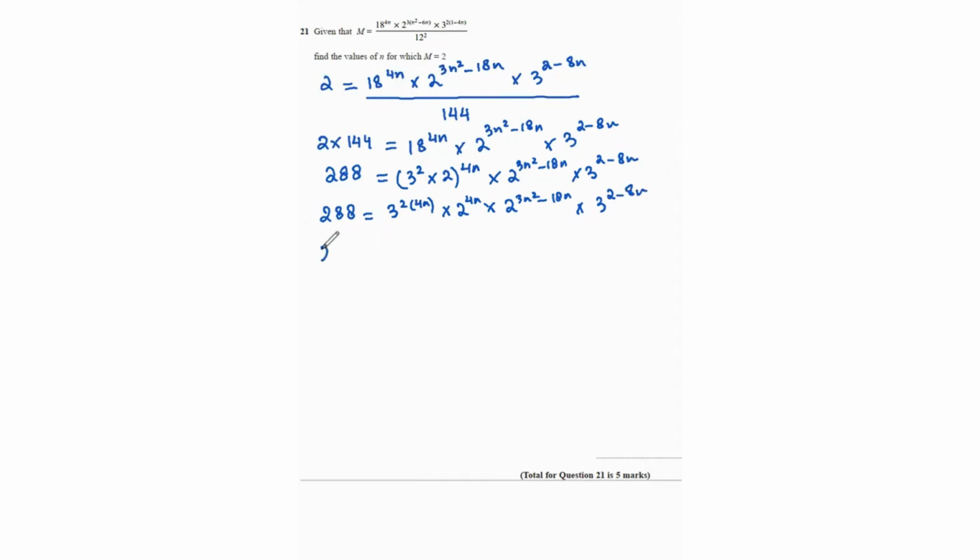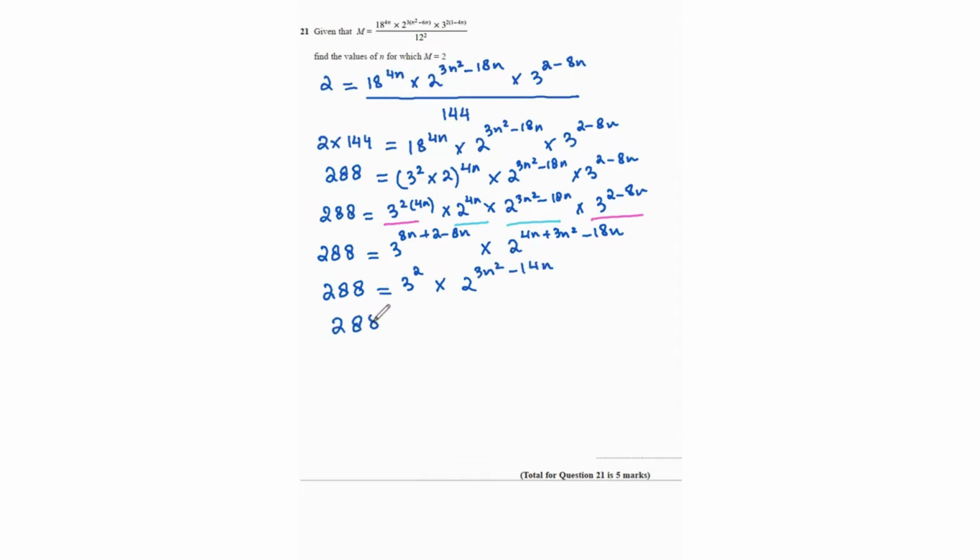Now we're going to combine the similar bases. So 3 to the power of 8n. Like we said, when similar bases are being multiplied, we add the powers. So let me just highlight the similar bases. As you can see, for 3, it's going to be 8n plus 2 minus 8n. And for 2, it's going to be 4n plus 3n squared minus 18n. We're just adding the powers for similar bases and writing it under. So 288 equals 3 to the power of 2 times 2 to the power of 3n squared minus 14n. 3 squared is 9. So 288 gets divided by 9.